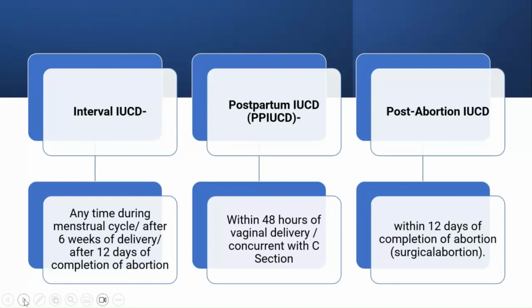Different nomenclature has been used as per the timing of insertion of an IUCD. If you are inserting the IUCD within 12 days of completion of surgical abortion, then it is known as a post-abortion IUCD insertion. If we are inserting the IUCD within 48 hours of vaginal delivery or concurrent with a C-section, then it is known as a postpartum IUCD insertion. And if we are inserting the IUCD any time after the menstrual cycle, or after the 6th week of delivery, or after 12 days of completion of abortion, then it is known as an interval IUCD insertion.